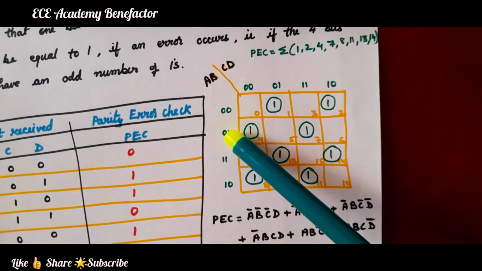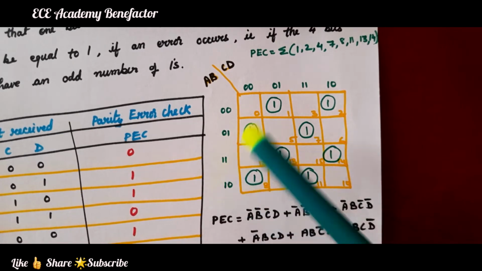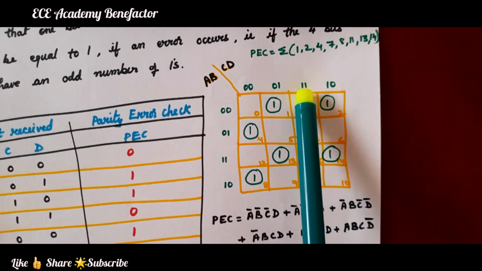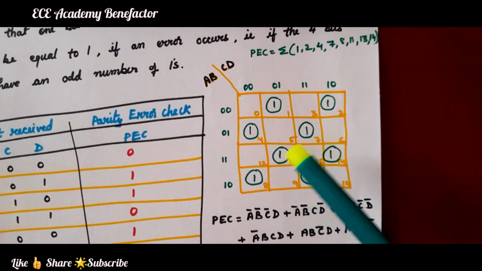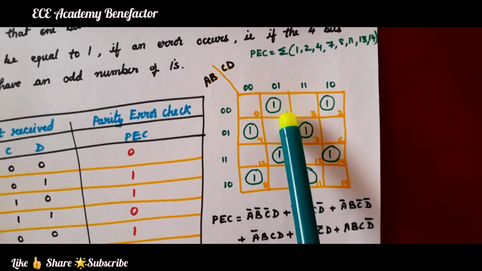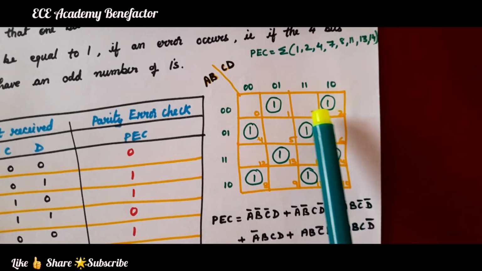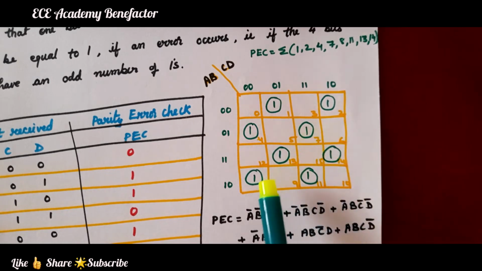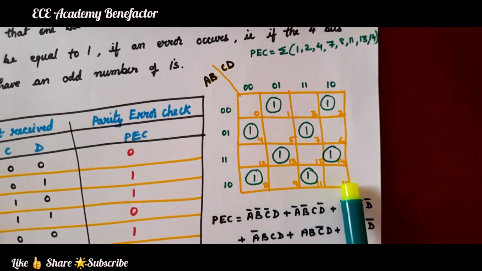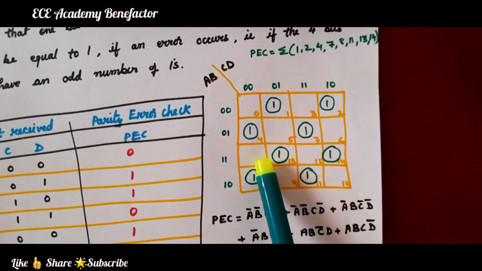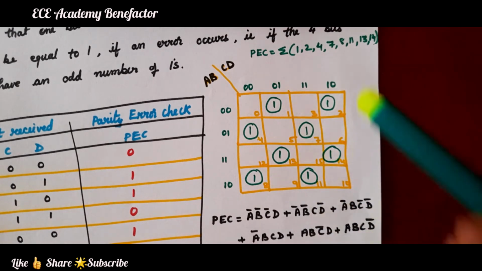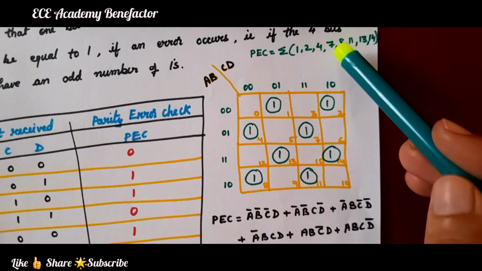AB: 00, 01, 11, 10. CD: 00, 01, 11, 10. How do we do the cell numbering? 0, 1, 2, 3, 4, 5, 6, 7, then 8, 9, 10, 11, 12, 13, 14 and 15. Okay, after having the cell numbers, we can easily fill the ones here.